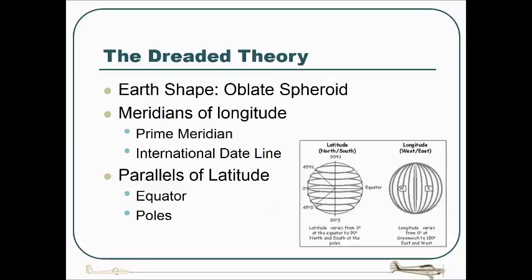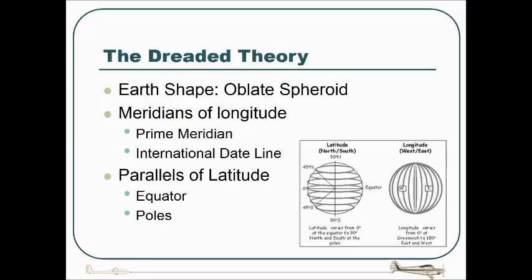Now, the easy way to remember this is that the parallels run parallel to each other, and the meridians go from pole to pole. So hence, at the equator, they're wider apart than they are at the poles, so they converge and come together. Now, meridians of longitude, the way I always remember is that longitude, well, it's long.